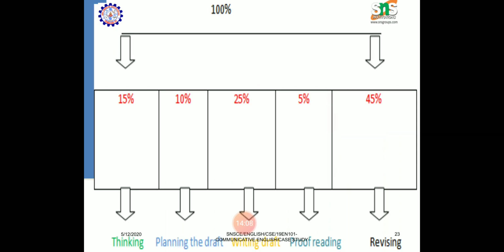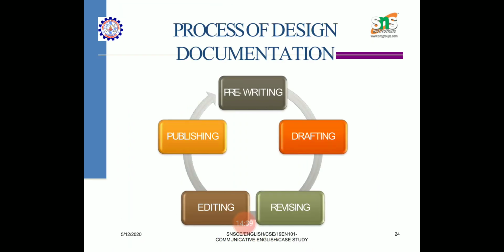How this can be done is you have to have a small segregation of things. If you have to reach your 100%, you have to put in 15% thinking, 10% planning and draft, 25% writing draft, 5% proofreading, and 45% revising. So most of the importance is given to the concept of revising things. This will help you to give a complete and proper instruction.